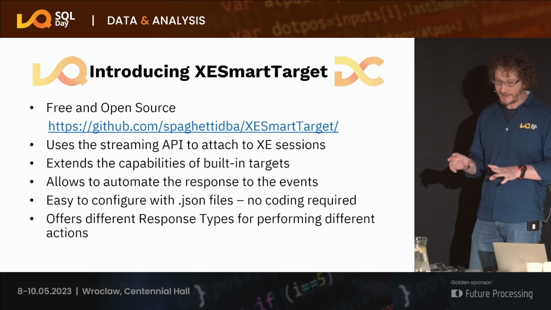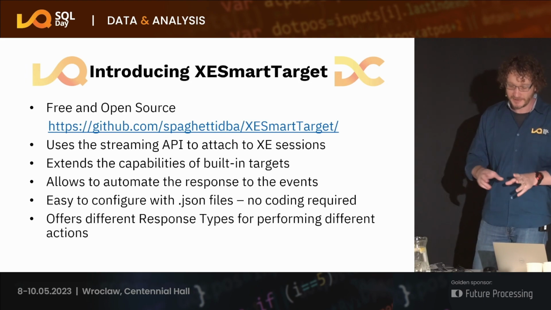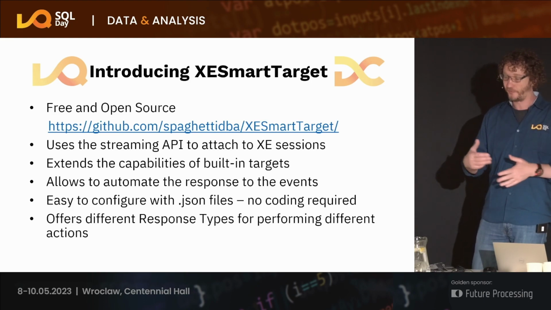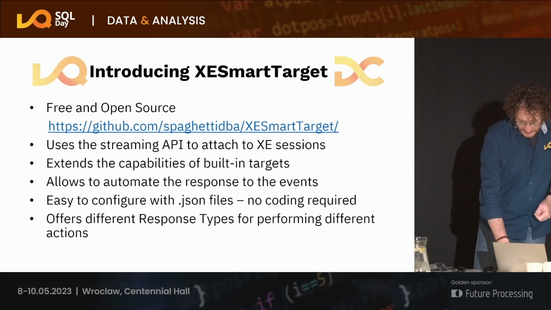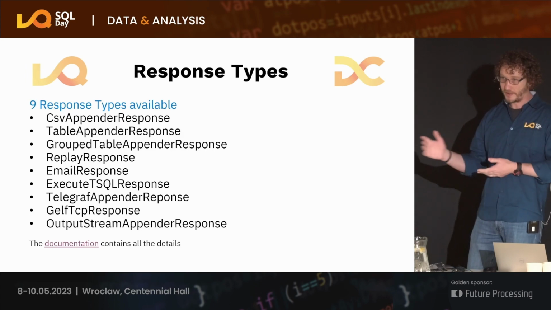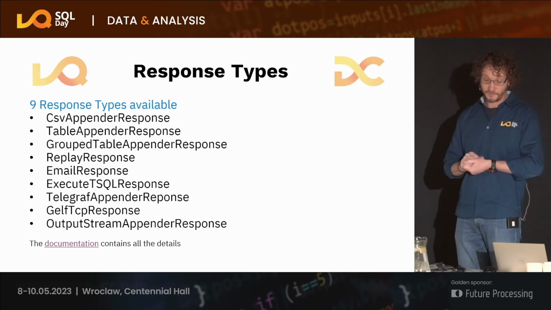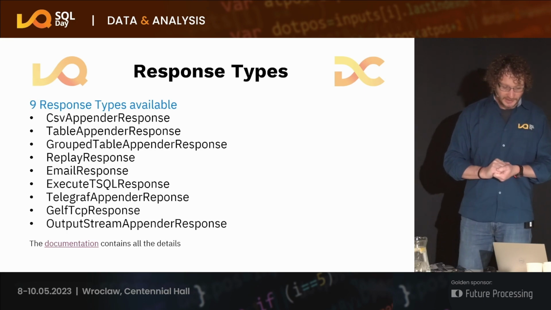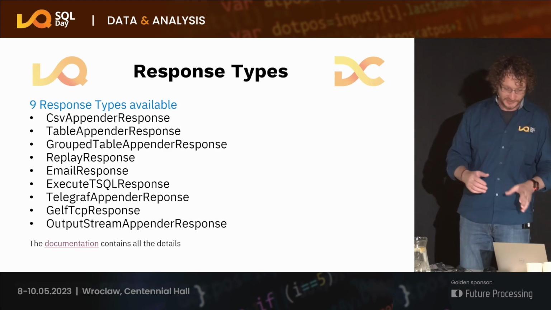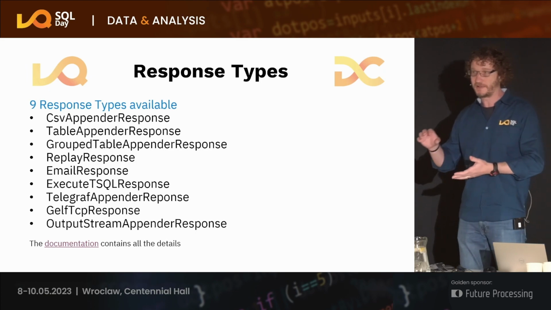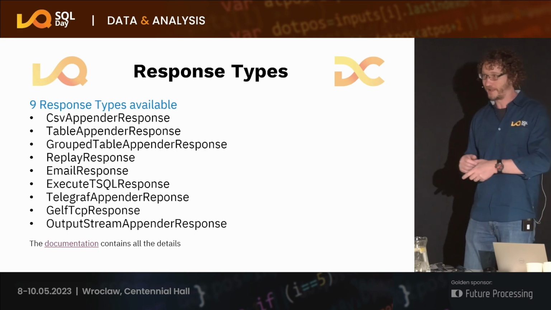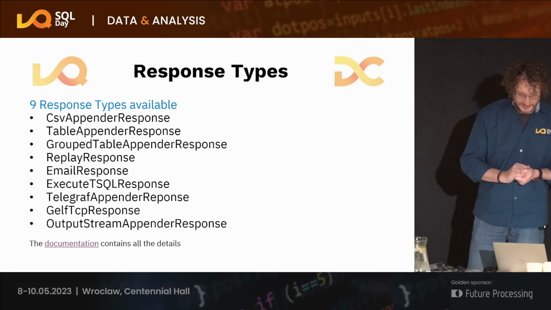Okay, so basically the idea is to create ways to respond to particular events and perform the actions we want to have performed when those events are captured. We have different types of responses. We have one to write to a CSV file, which is pretty simple. But then we have the main reason why I wrote this whole application, which is a table appender response capable of writing events directly to a table in a database. So you don't have to do any magic with XML or weird functions.